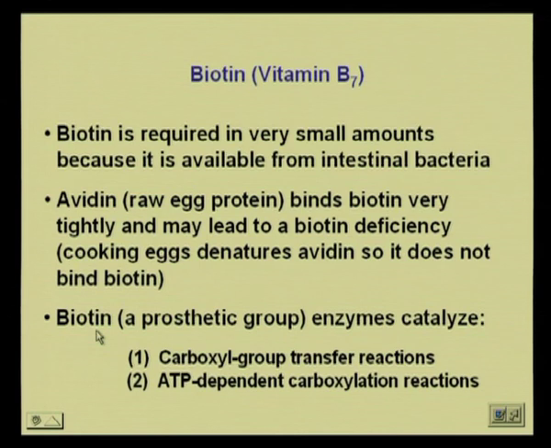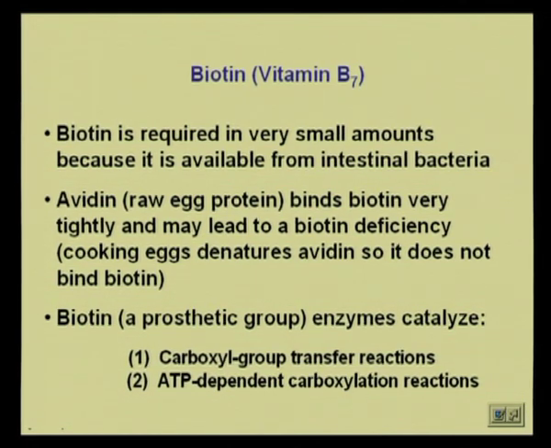We have biotin, a prosthetic group. Now, what do we mean by a prosthetic group? It is a group that attaches covalently with the enzyme. That is what a prosthetic group is. This biotin actually catalyzes two sorts of reactions. One is a carboxyl group transfer reaction, where, as the name specifies, it is possible for the transfer of a carboxyl group.